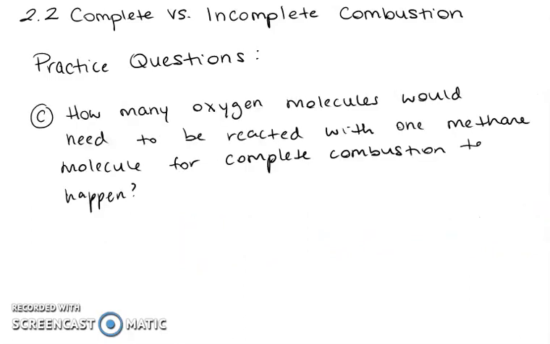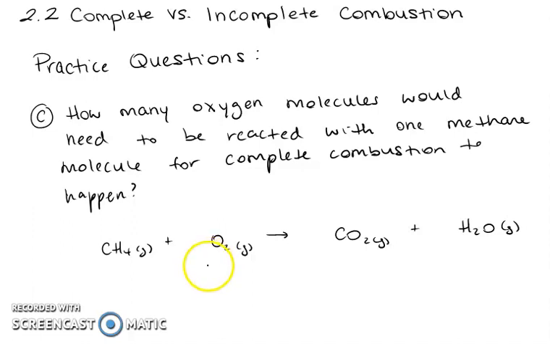Then I might ask you a question like this. How many oxygen molecules would need to be reacted with 1 methane molecule for complete combustion to happen? So it's complete combustion, so I know what my reactants and my products are. Now I just need to balance the equation to figure out how many oxygen molecules it would take to have this happen. So to balance it, I can see that I need to double my hydrogens. That means I have 4 oxygens, so I'll balance that out. So the answer is that I would need 2 molecules of oxygen for every 1 molecule of methane for complete combustion to happen.